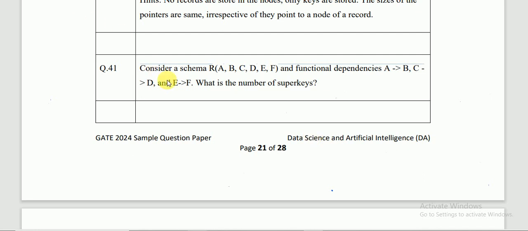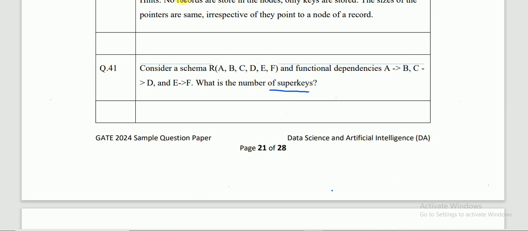Question number 41. Consider a schema relation is given, and for this relation A, B, C, D, E, F are the attributes and the functional dependencies are given. What is the number of super keys? So you will have to count the total number of super keys.